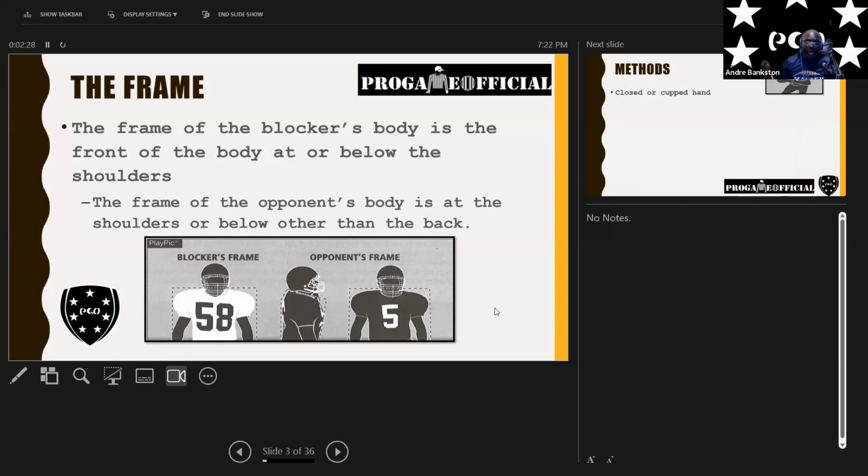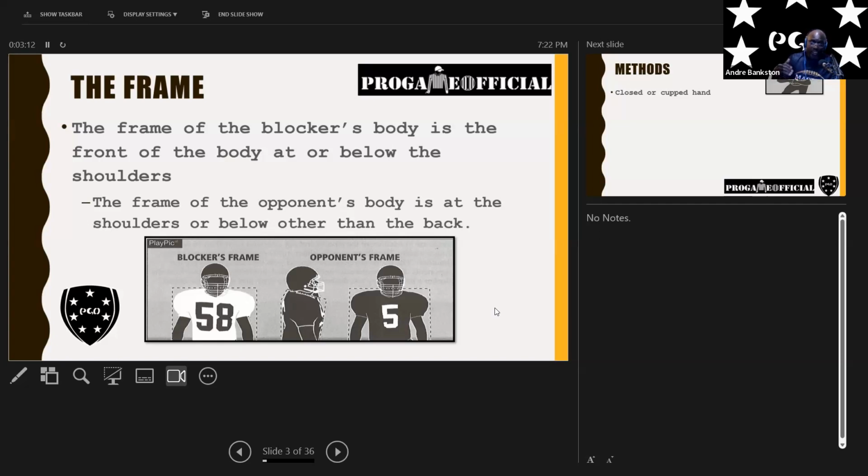The frame of the opponent's body is at the shoulders or below, other than the back. When we're looking at an opponent, they're showing the front view and also the side view. A lot of officials get confused: if he's blocking from the side and his hand is on the back, is that blocking in the back? Not necessarily, no. Although the blocker is coming from the side profile of the opponent, it's still not necessarily a block in the back.